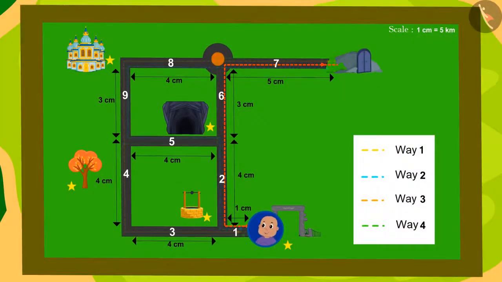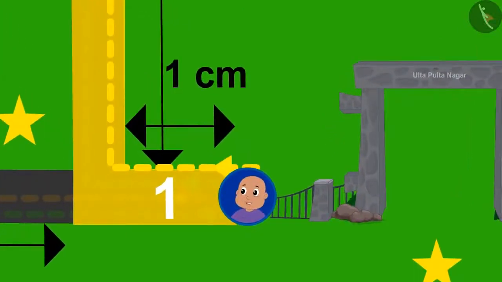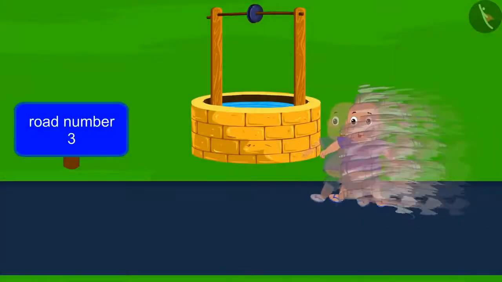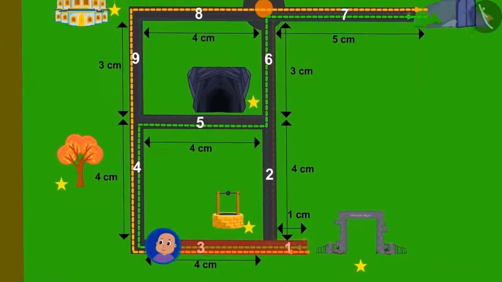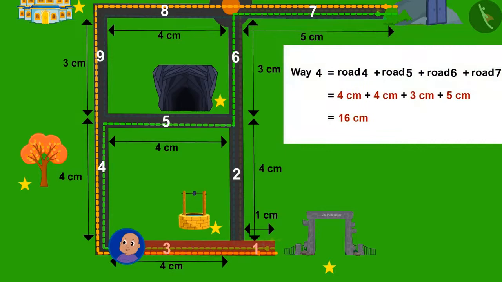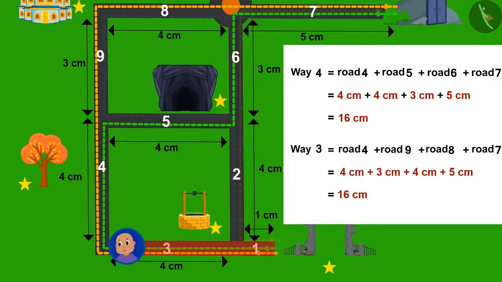Bablu was going towards the shortest path mentioned by us when suddenly he was pulled towards road number 3 towards the magical well. Now, if Bablu has 2 exit routes, are these 2 paths at equal distance? Find an answer to this question by pausing the video. Absolutely right. Both paths are exactly at the same distance.